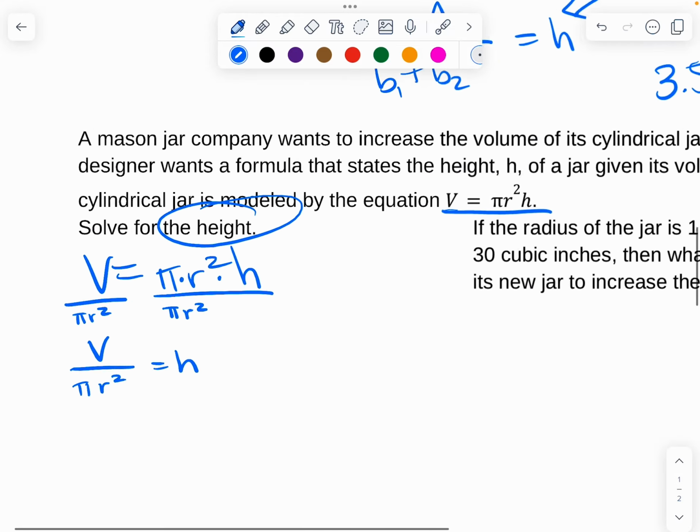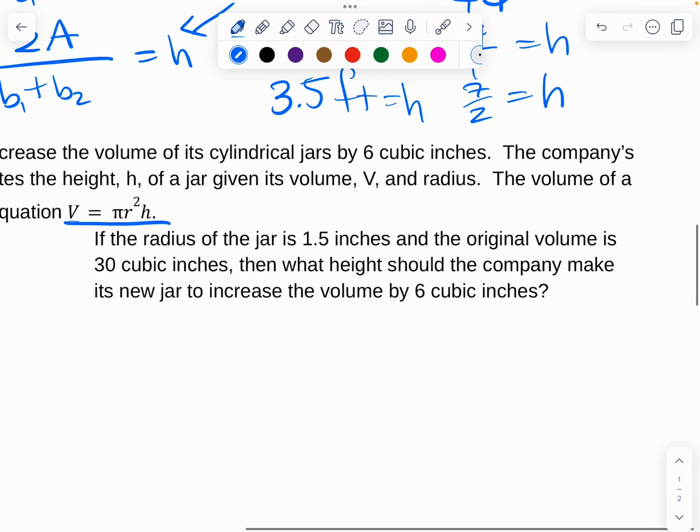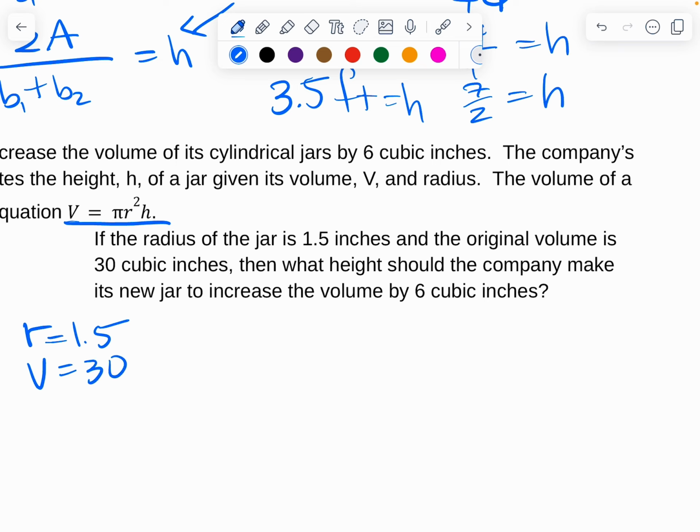It says, if the radius of the jar is 1.5 inches and the original volume is 30 cubic inches, so we have the radius of 1.5 and the volume is 30, then what is the height? Then what height should the company make its new jar to increase the volume by 6 cubic inches?